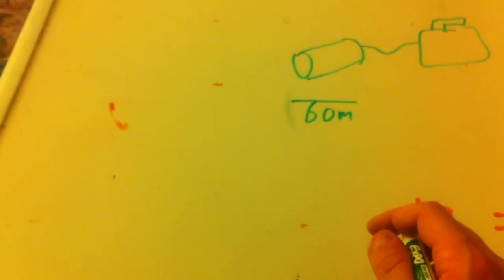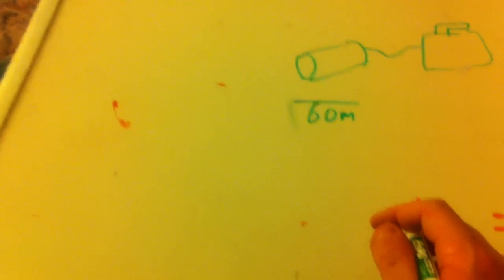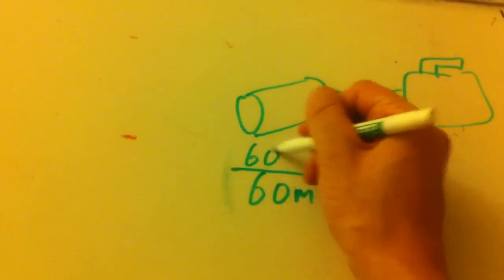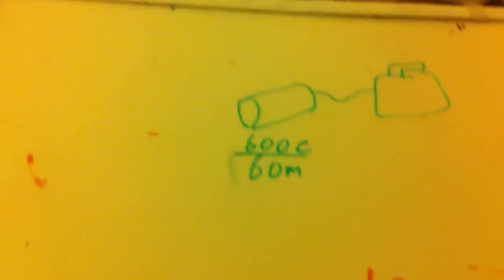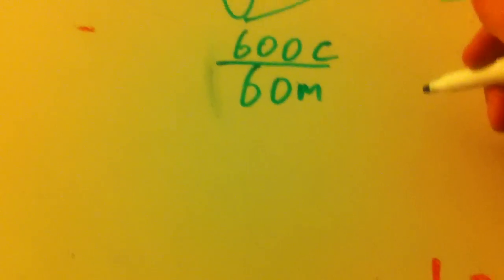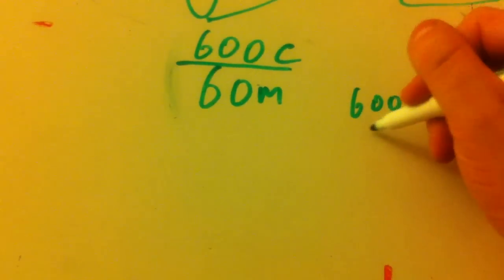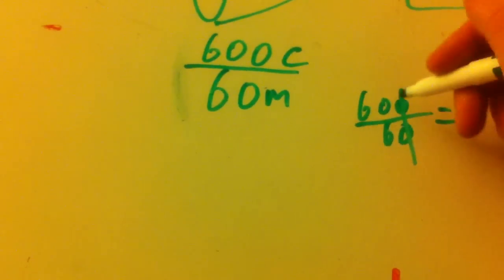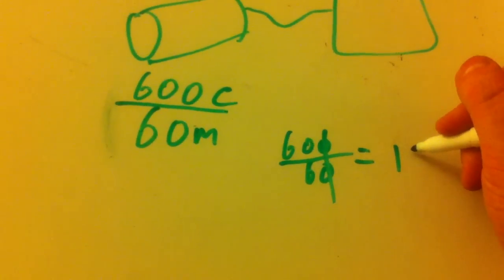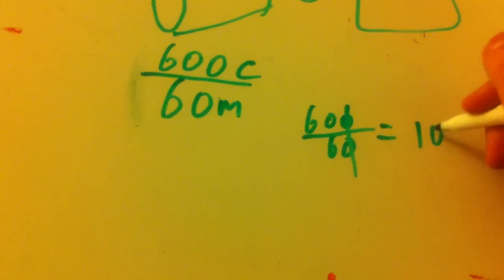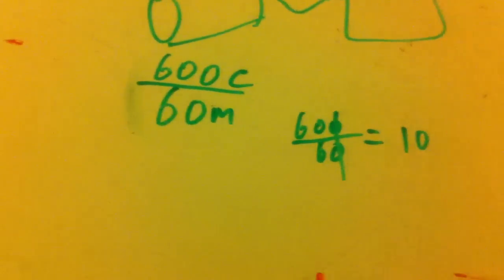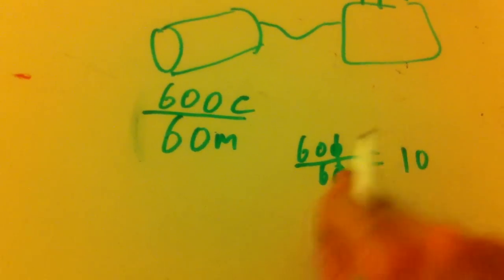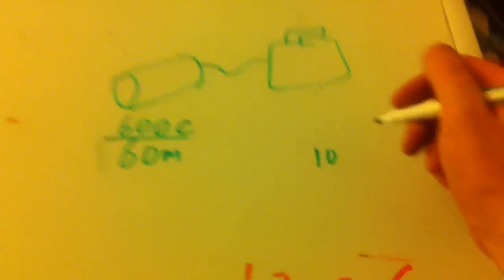Let's say you got 600 counts in 60 minutes. Okay? 600 divided by 60 equals 10, right? 10 counts per minute. So 10 counts per minute.